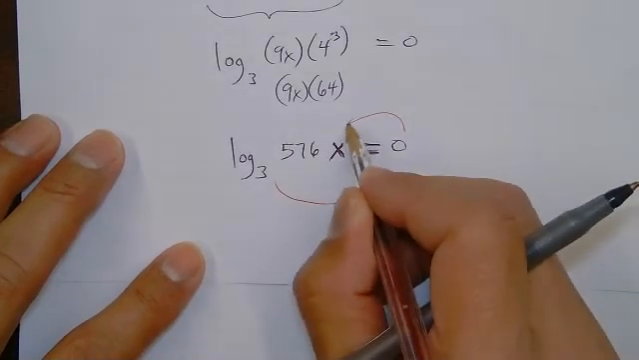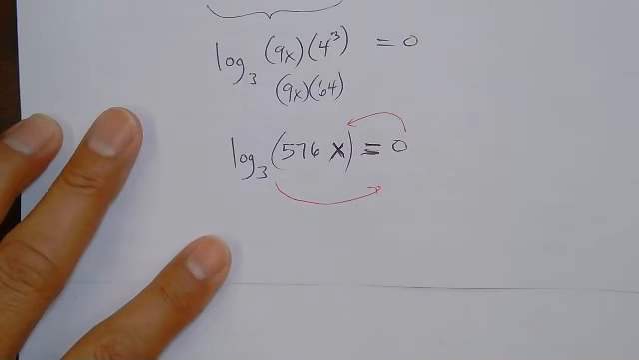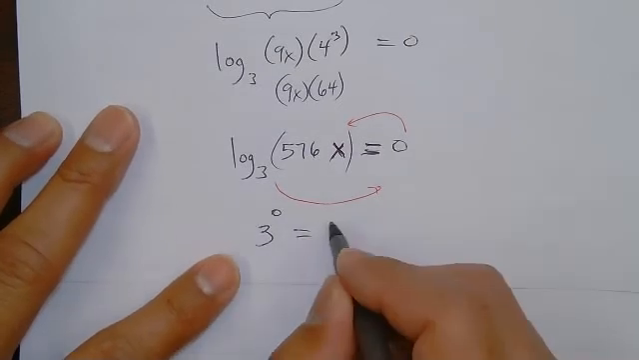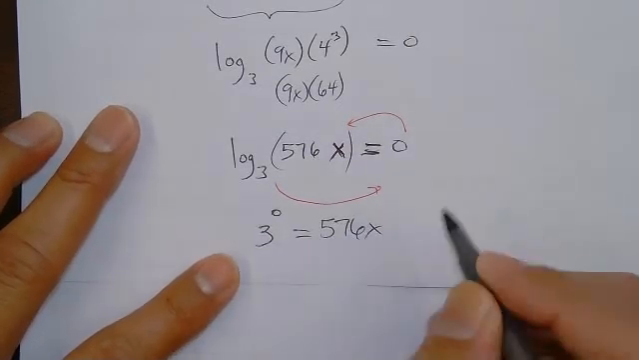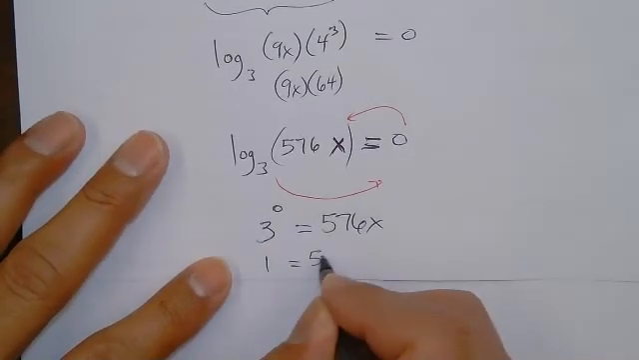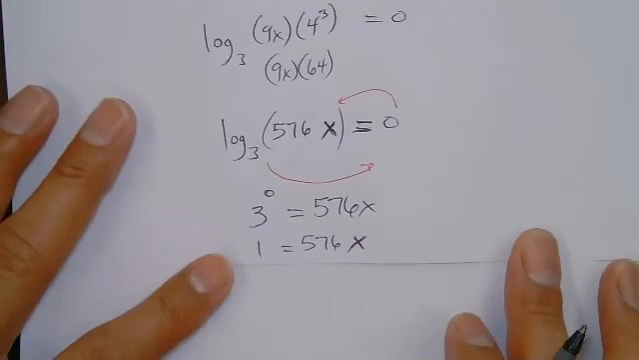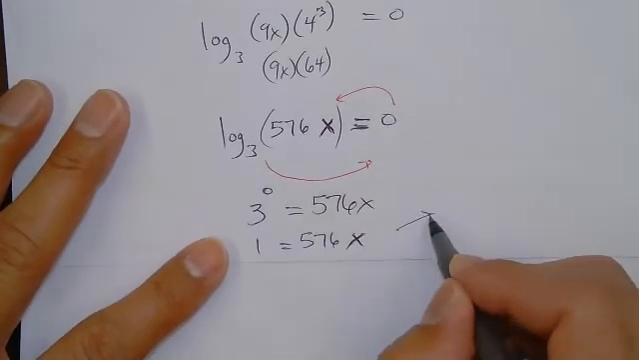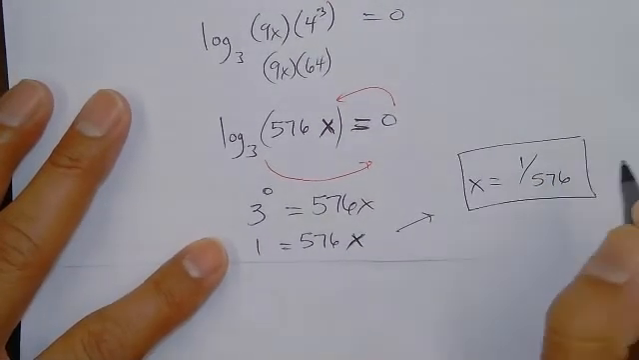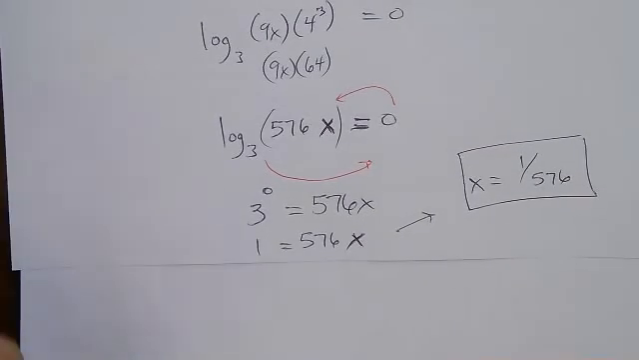Then what? We change it to what? We don't want to solve anything ever in logarithmic form. We're going to change to exponential form. 3 to the power of 0 is equal to 576x. Yes, this is 1. 1 is equal to 576x. What's the answer? That's correct.